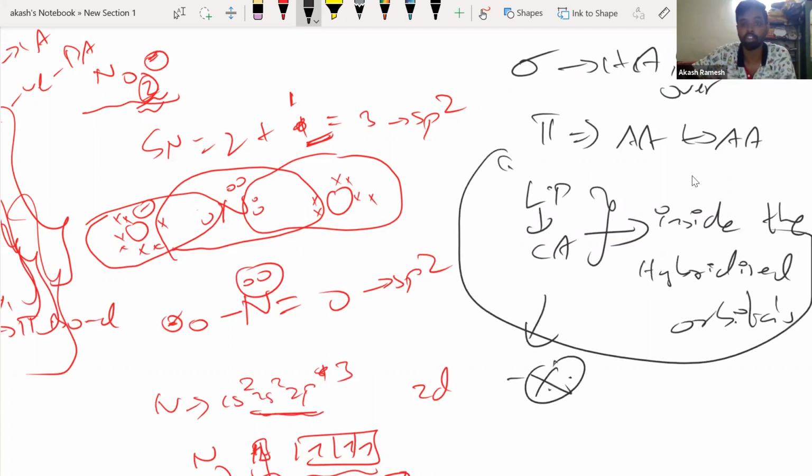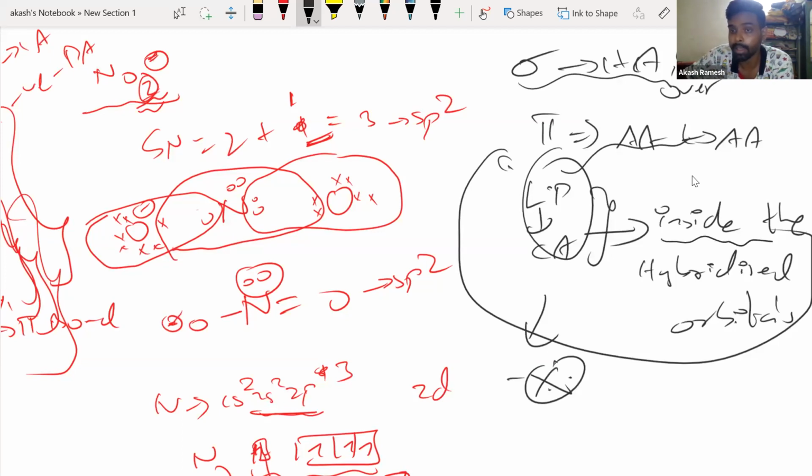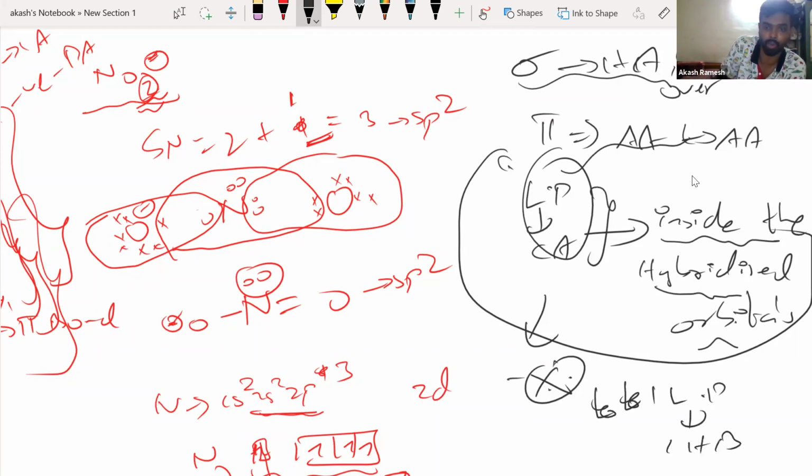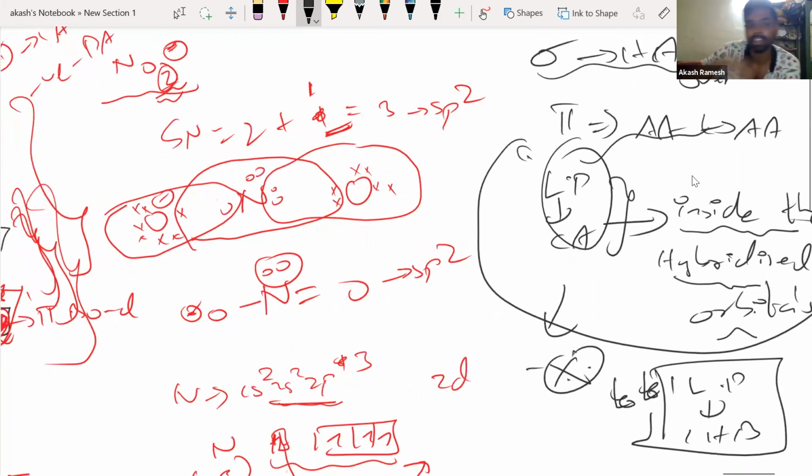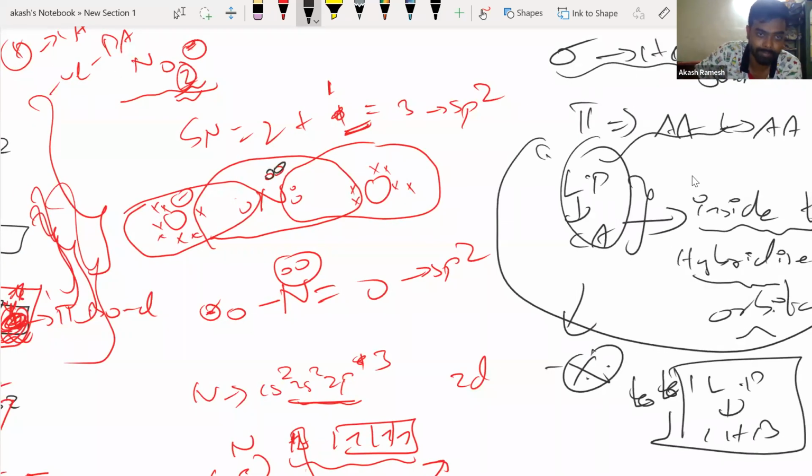Okay. So we already know how a sigma bond is formed, how a pi bond is formed. What about the lone pairs in the central atom? Now remember that the lone pairs should be placed inside the hybridized orbital, right? And remember, for 1 lone pair, 1 hybridized orbital is required. Obviously, in an orbital, more than 2 electrons cannot be placed, right? Now what I understand is nitrogen is having a lone pair.